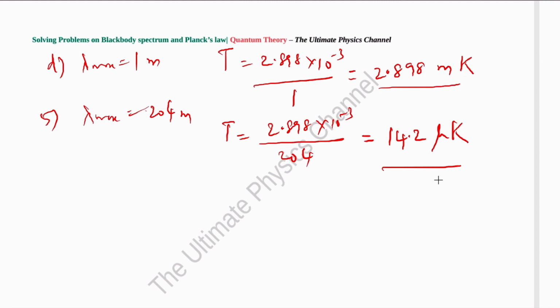So an object emitting at this wavelength, its maximum power, if it is at this wavelength, then its temperature will be in the microkelvin range, right? So let's move on to the next problem.